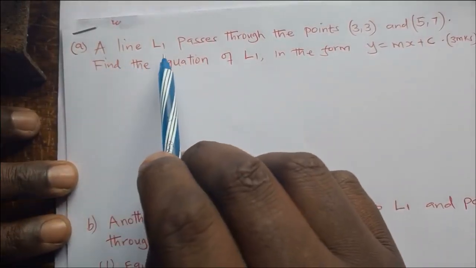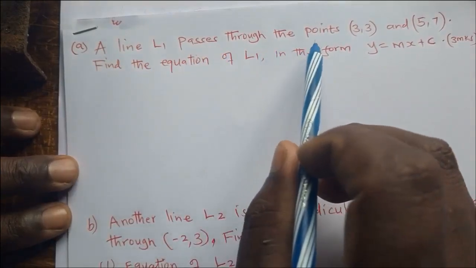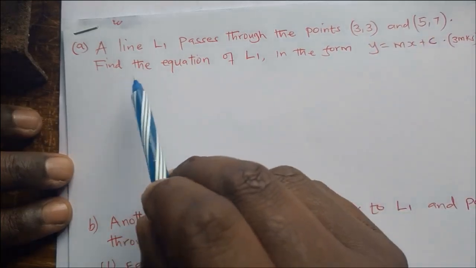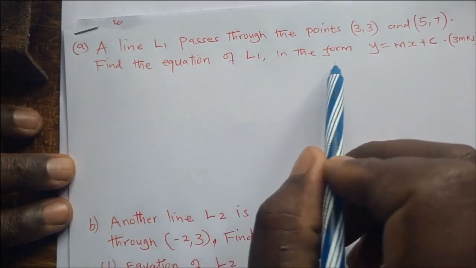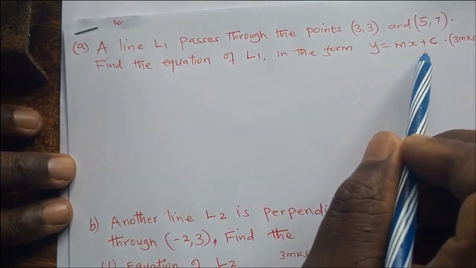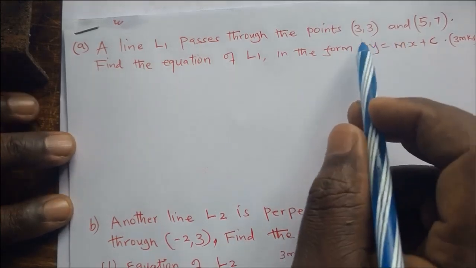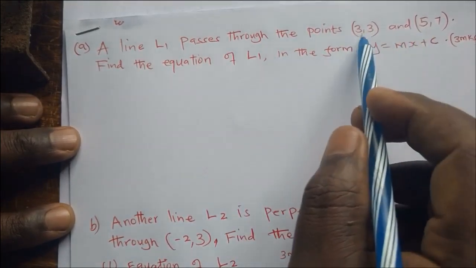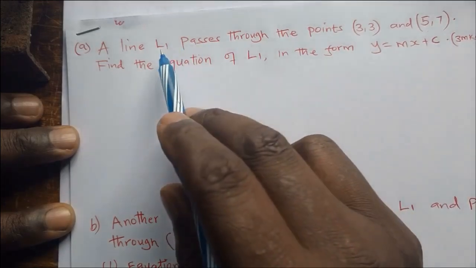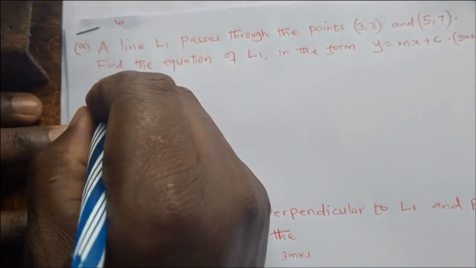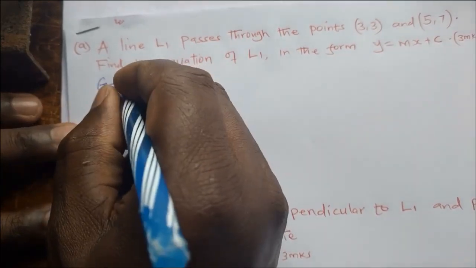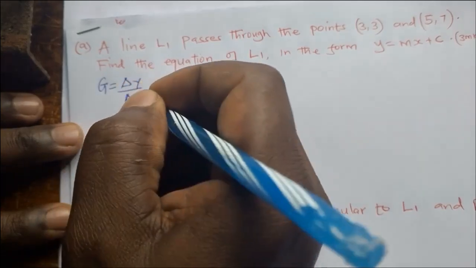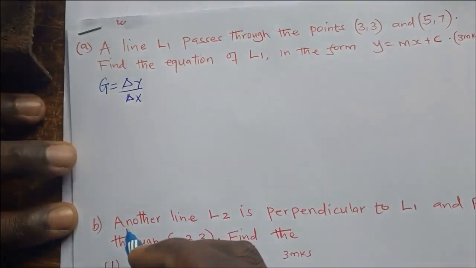A line L1 passes through the point (3, 3) and (5, 7). Find the equation of L1 in the form y is equal to mx plus c. So for us to form an equation, what we need is a gradient. Since we have the 2 points, we can get a gradient of this line L1. So gradient is equal to change in y over change in x.